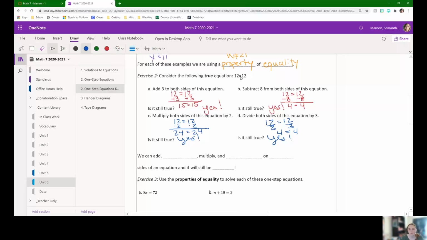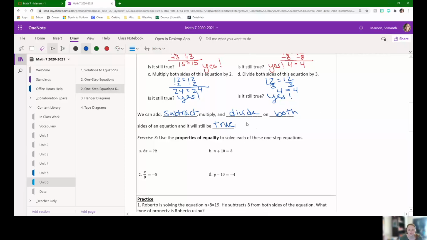So here we can see when you start with something that's equal, you can add, you can subtract, you can multiply, you can divide. As long as it's the same number on both sides and you start with a true equation, it's still true. So that's our property of equality, that we can add, subtract, multiply, and divide on both sides of an equation, and it will still be true as long as it's the same number. I can't add 2 on one side and 3 on the other and expect it to be true. It has to be the same number. So maybe let's put that little in there on our notes.